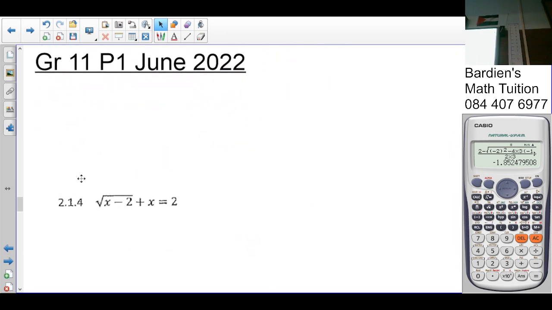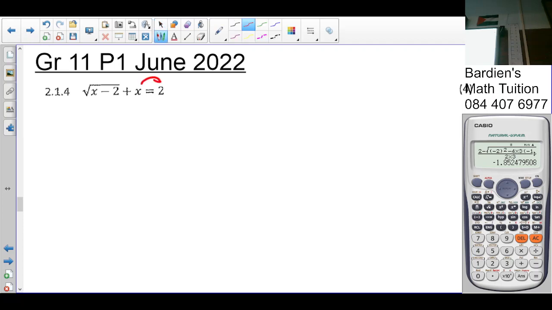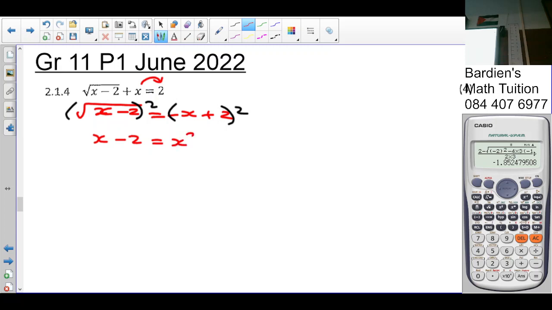The next one, 2.1.4. To solve for x here, the first thing is we need to isolate the square root. So we take it over the equal sign. So it's going to become the square root of x minus 2 is equal to negative x plus 2. Since the square root is isolated, I square both sides now. Get rid of the square root, so x minus 2 is equal to negative x all squared is x squared, that comes out times 2 is negative 4x plus 4.